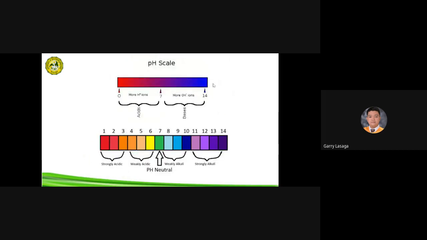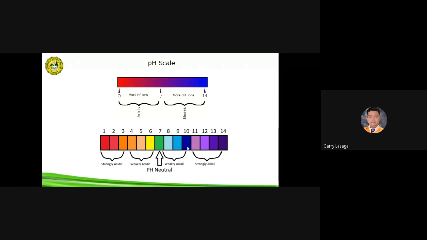So this is our pH scale, and this represents the numbers whereby the pH will be neutral, strongly acidic, weakly acidic, and alkali. So for this example, pH 1 to 3 represents a strongly acidic solution. pH 4 to 6 is weakly acidic. 8 to 10 is weakly alkali, and 11 to 14 is strongly alkali.